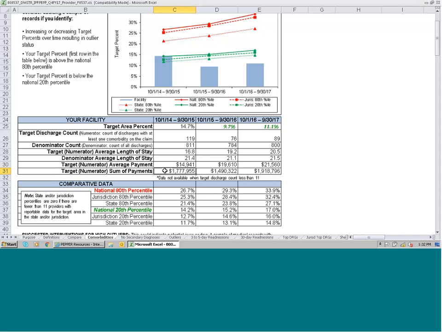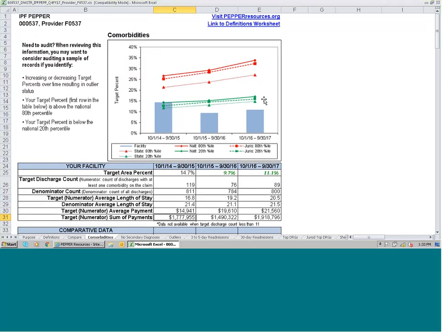So this is nice detail that you might find interesting depending on your perspective and how you're looking at your PEPPER. Then below the facility data table is this comparative data table. This is identifying the target area percent that is at the 80th percentile for nation, for jurisdiction, and state. And then for this target area, we also identify the target area percent that is at the 20th percentile for nation, jurisdiction, and state. And these are the values that are represented by these trend lines up here in the graph.